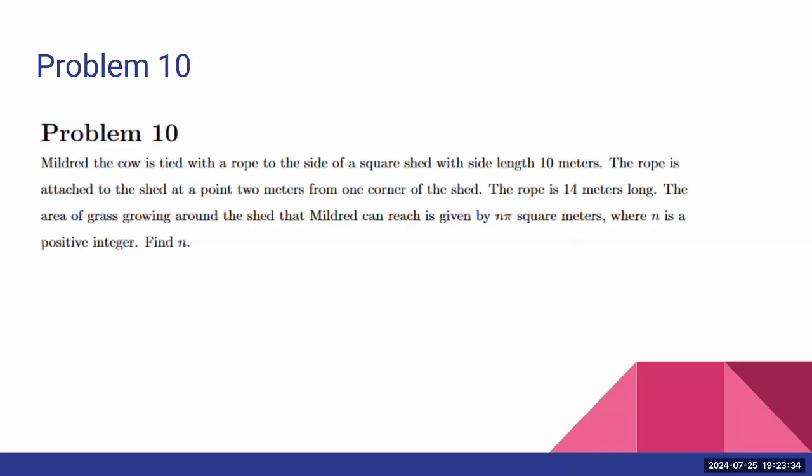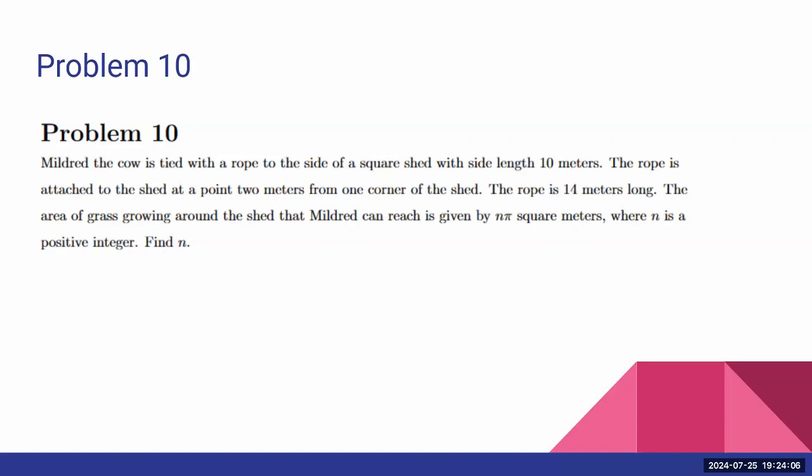Mildred the cow is tied with a rope to the side of a square shed with side length 10 meters. So the rope is attached to the shed at a point 2 meters from one corner of the shed. The rope is 14 meters long. The area of grass growing around the shed that Mildred can reach is given by n pi square meters, where n is a positive integer. So this problem asks us to find n.